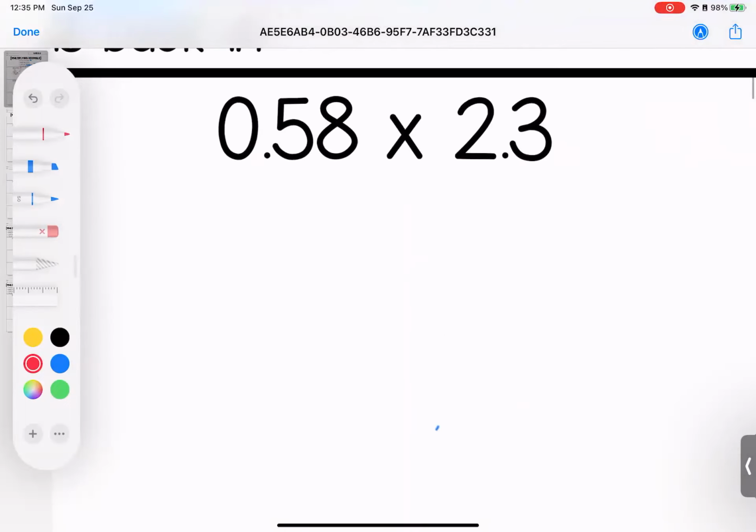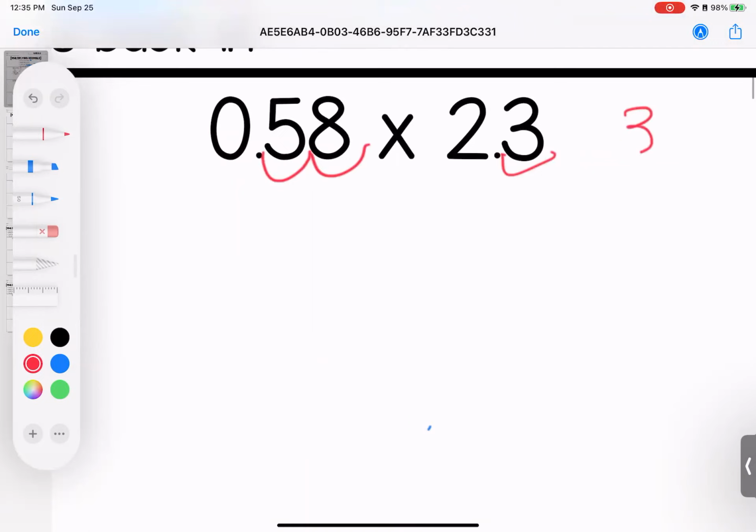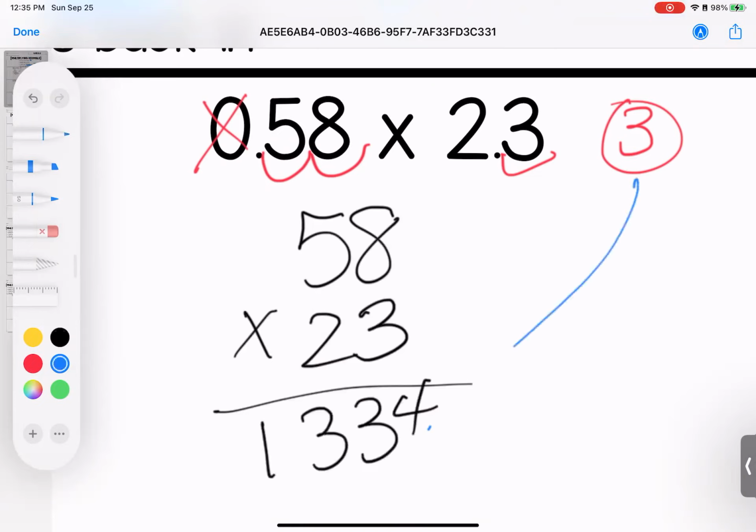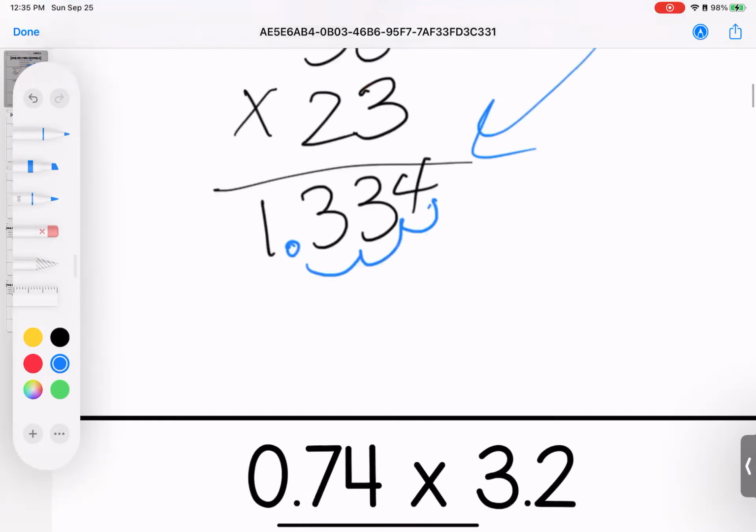Moving along, 1, 2, 3, throw it to the side. Drop that 0 in the beginning because it's not going to change our value, right? Zeros in the beginning we can bump out without having to worry about it changing our answer. 58 times 23 is 1334, reading it like that because the decimal has to go back in. 1, 2, 3, 1 and 334 thousandths.